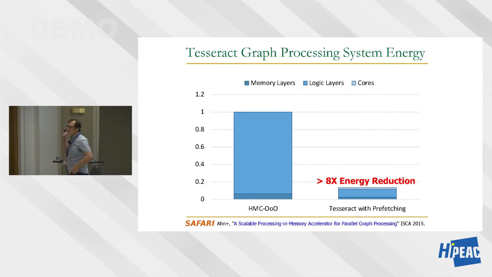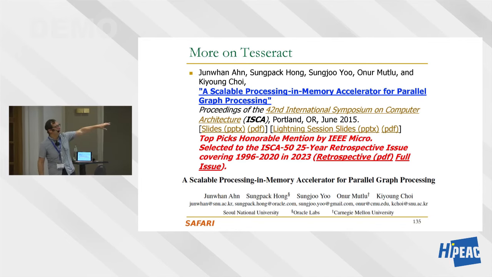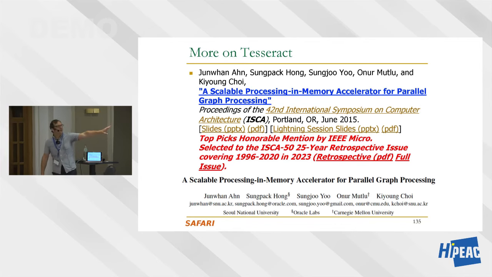Okay, so energy reduction is also commensurate. We get significant energy reduction, which is good, and the breakdown is in the paper. I should also say that this was published in 2015, right? There's a lot more work that built on this work to actually increase those numbers.